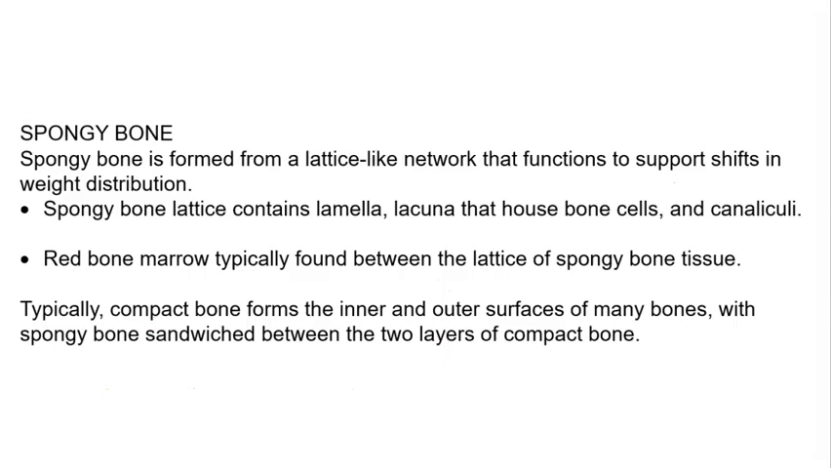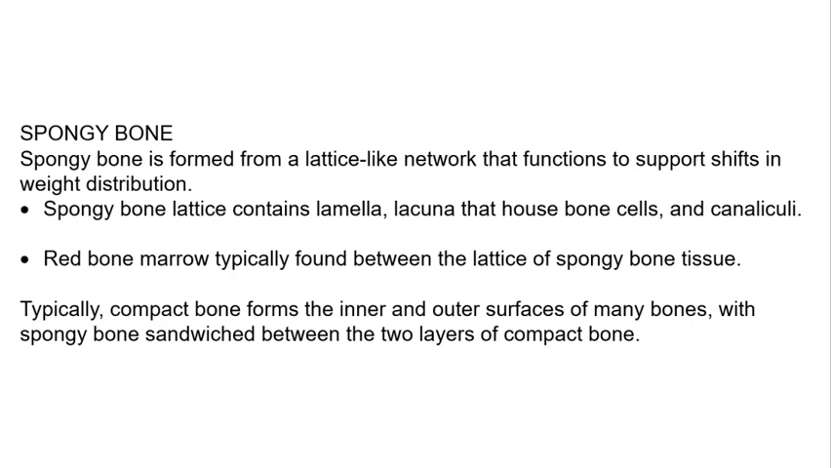Spongy bone is formed from a lattice-like network that functions to support shifts in weight distribution. It helps to keep bones supportive but lightweight and permits materials to occupy the inner space of bones. Similar to compact bone, the spongy bone lattice contains bony pillars called lamella. It also contains lacuna that house the osteocytes and the canaliculi that connect adjacent osteocytes to one another.